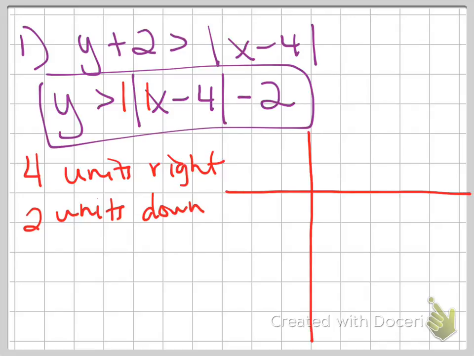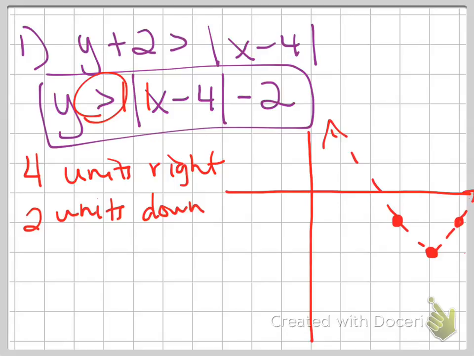Okay, so let's go ahead and draw our vertex. So we're going to go 4 units right and 2 units down. And then, again, this is an upside down V, so I'm going to go 1 to the right and 1 up, and 1 to the left and 1 up to make my V. Now, I have to pay attention to the inequality sign. The inequality sign is just greater than, so that means that I do need to have the dash, and I kind of went off the graph there a little bit.